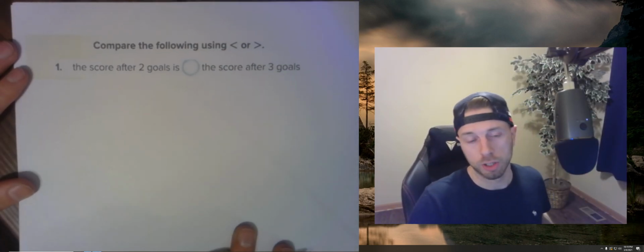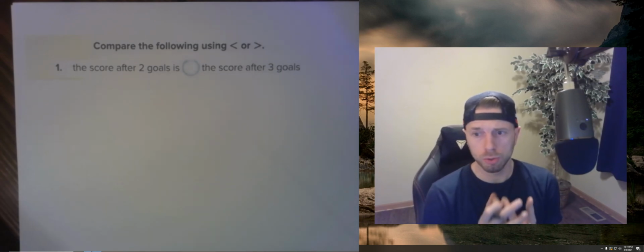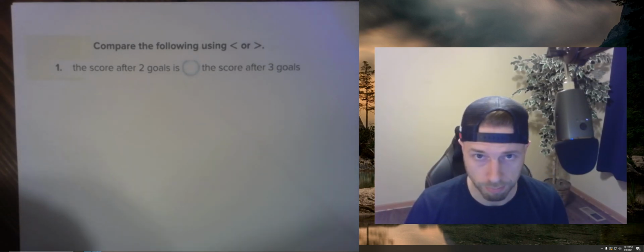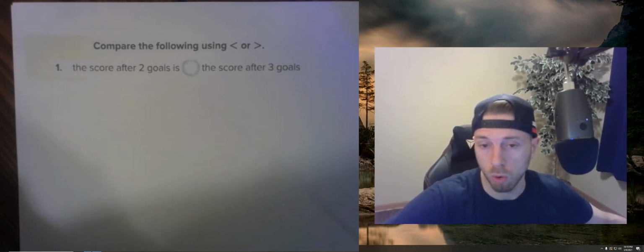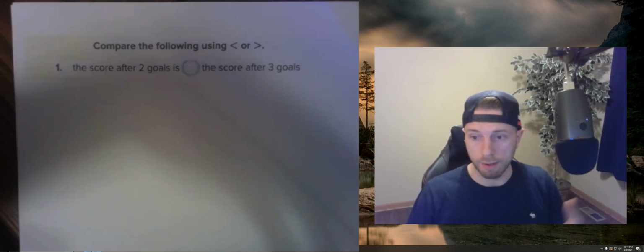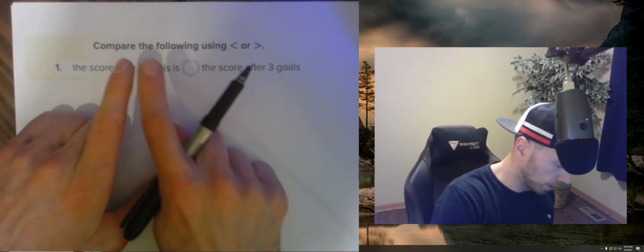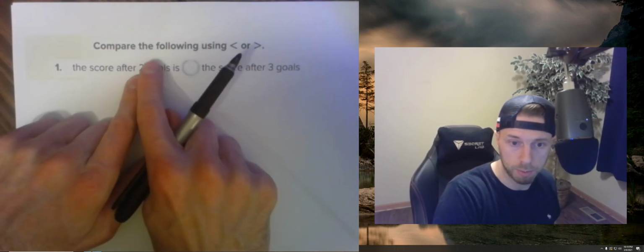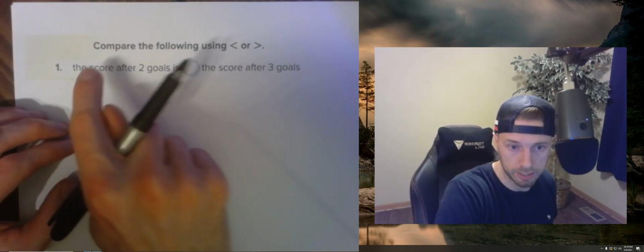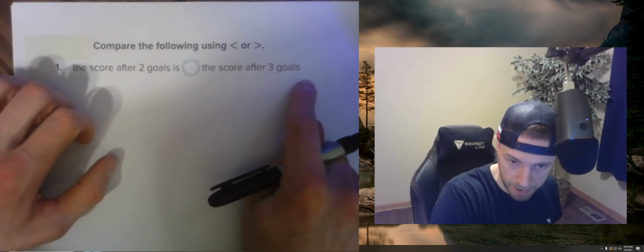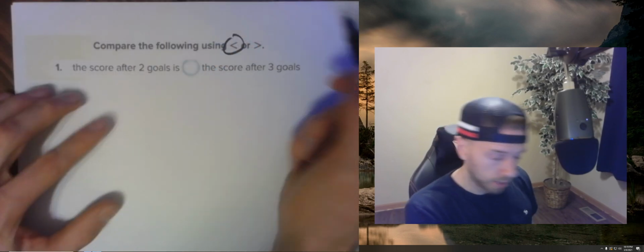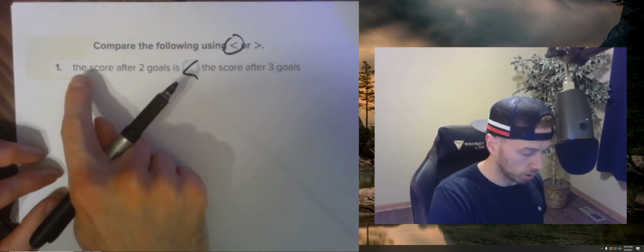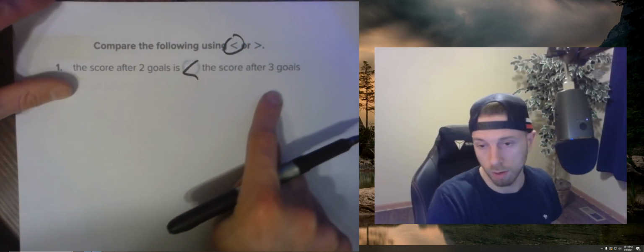The first type of question you're going to get is to just compare two things out in the world, right? The score after 2 goals is blank the score after 3 goals. So basically this is smaller than that. So the sign we would use is less than, right? The statement we would say is this is less than that. And the sign we're looking for here is the one that looks like a twisted L, which would be less than. So the score after 2 goals is less than the score after 3 goals.